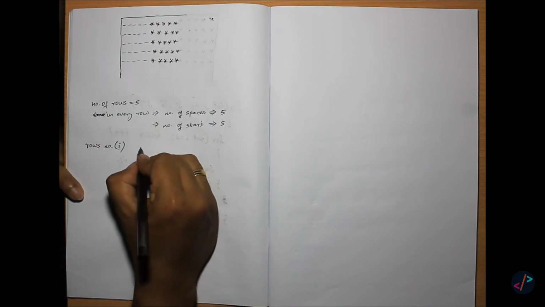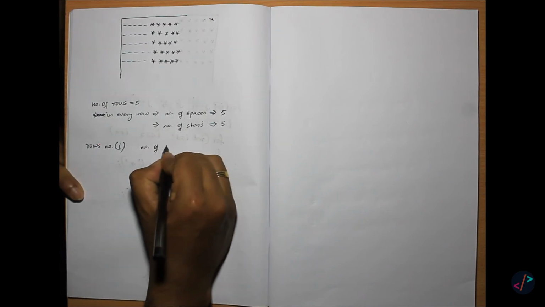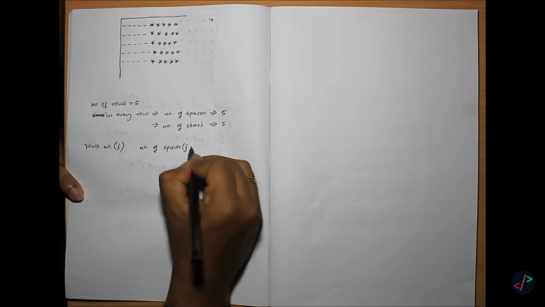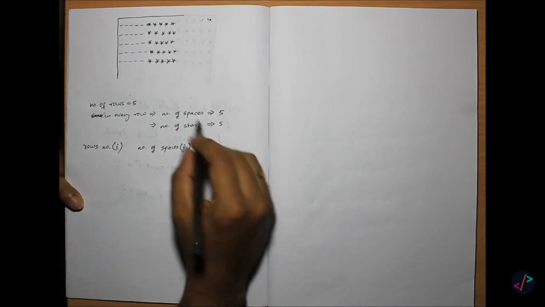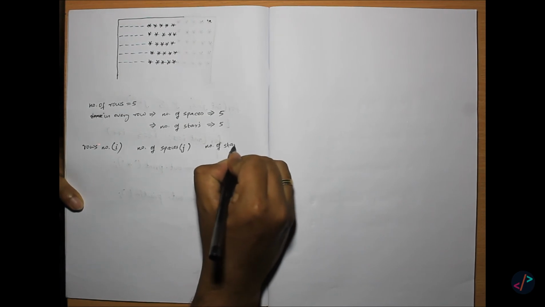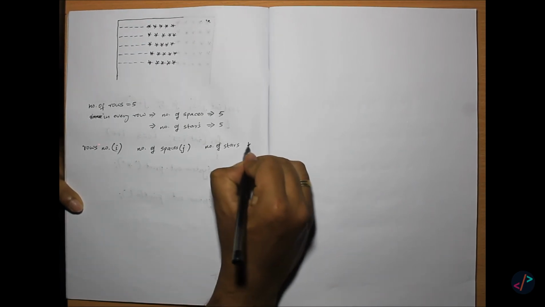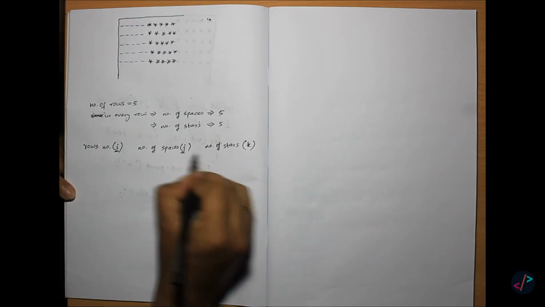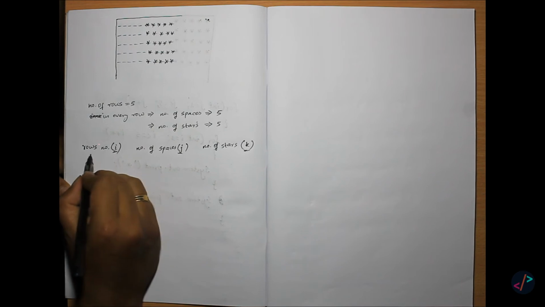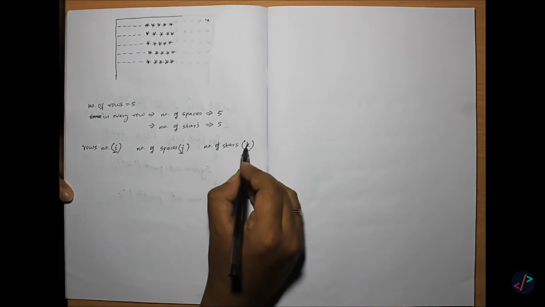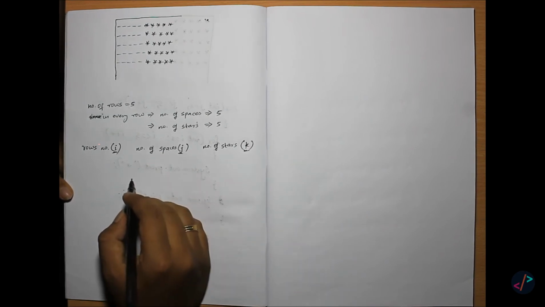Similarly, to take care of the number of spaces in every row, I will appoint one fellow whose name is J. Similarly, to take care of the number of stars, I will appoint one fellow whose name is K. So 3 people I have now appointed, I, J and K. I will take care of the number of rows, J will take care of the number of spaces, K will now take care of the number of stars.